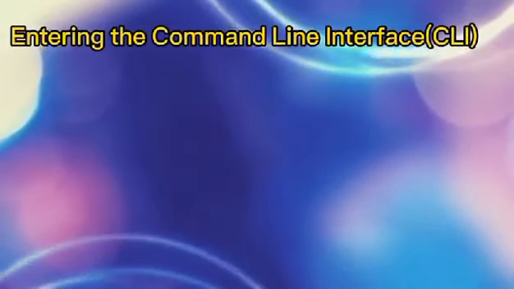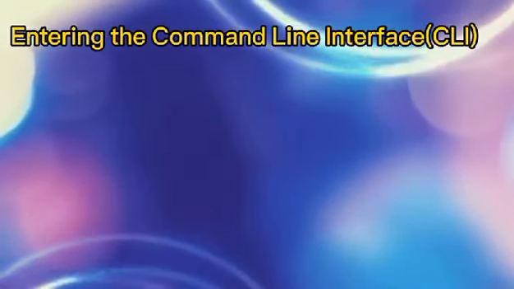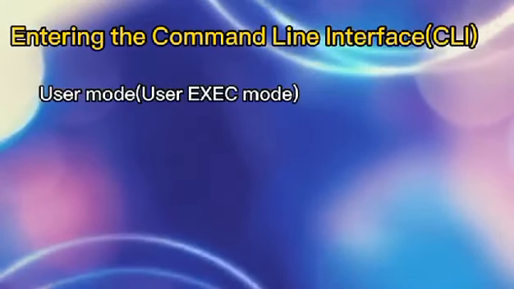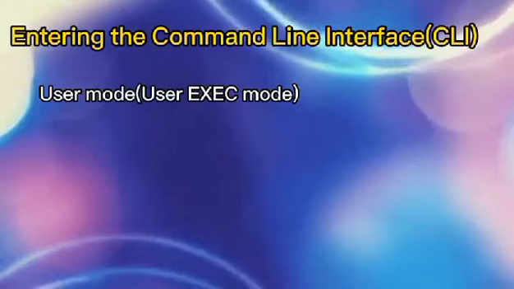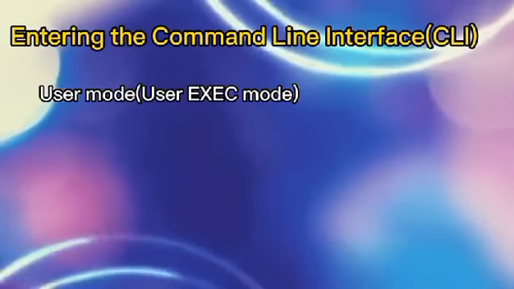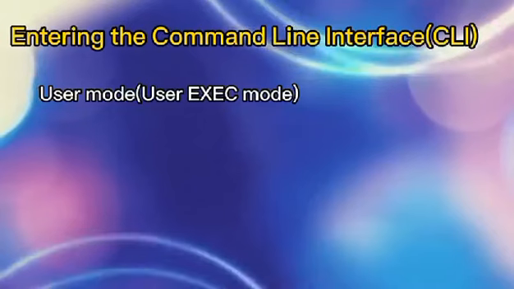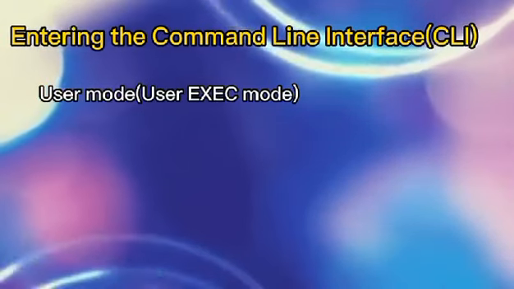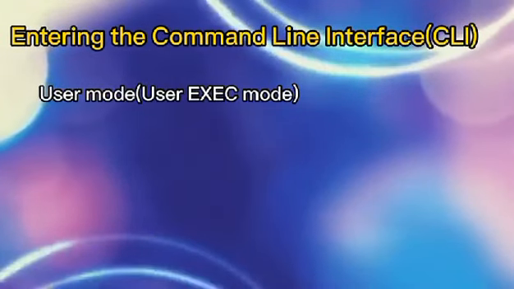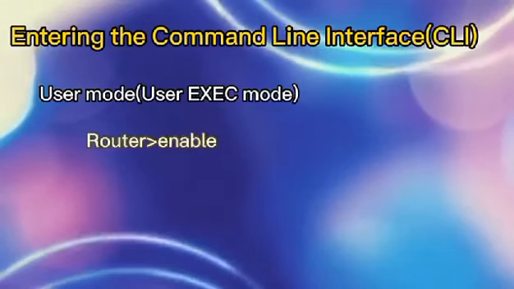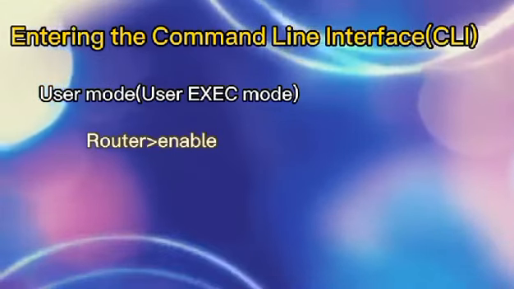To enter the CLI, or command line interface, there are 3 modes. First is the user mode, or user exec mode. When a user accesses the CLI, the first place is user mode. You can't configure any command here. This mode is only for some basic monitoring. You have to enter the enable command to move to the next mode, which is the privilege mode.